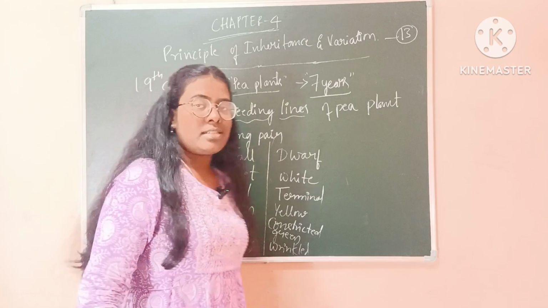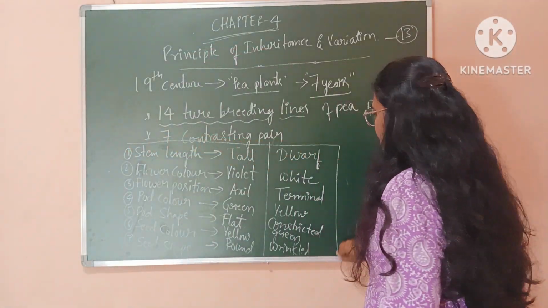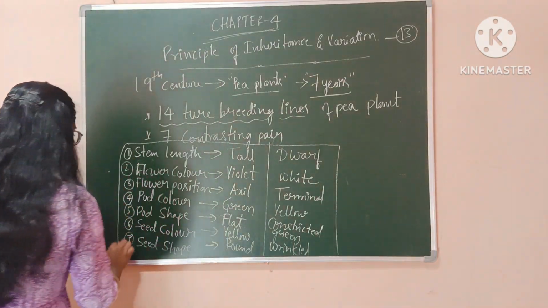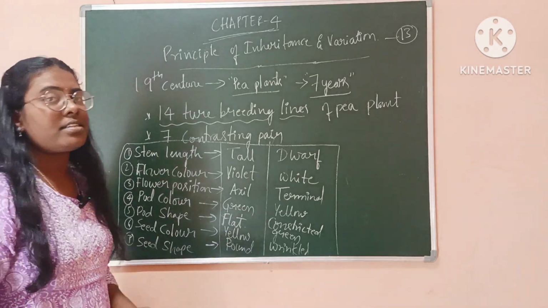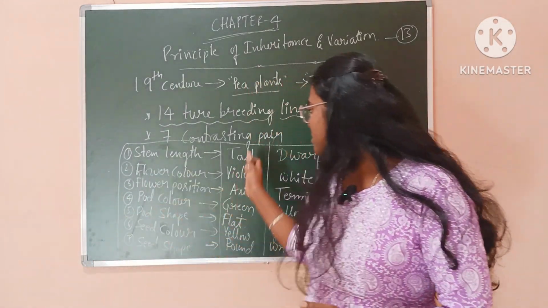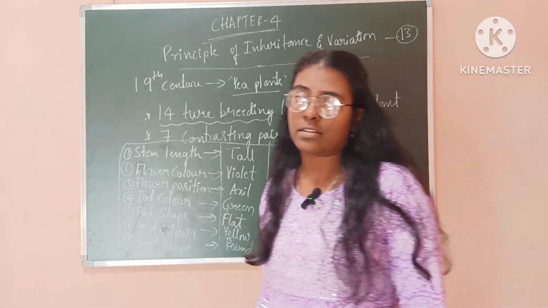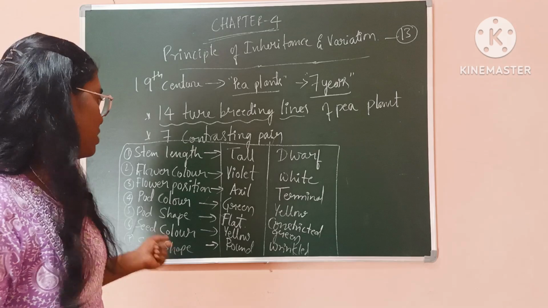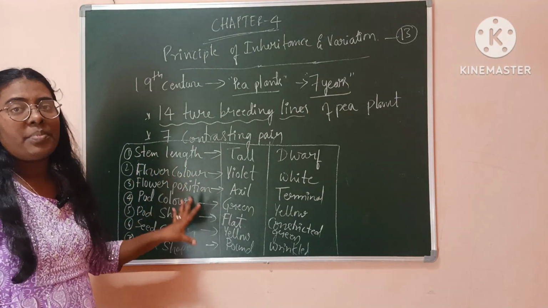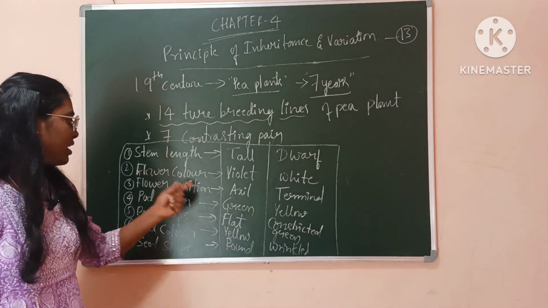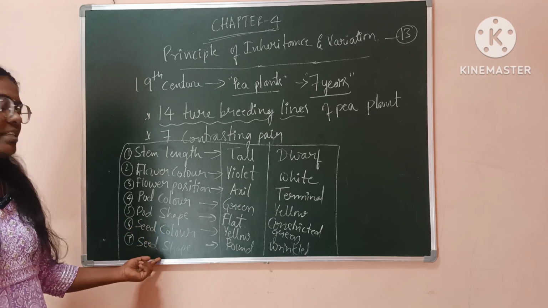These are the 7 contrasting characters selected by Mendel in his studies, and he studied for 7 years. Some of these are considered dominant characters and others recessive characters, which we will discuss in the next session. In this session, we are considering the 7 contrasting characters of the pea plant: stem length, flower color, flower position, pod shape, pod color, seed color and seed shape.